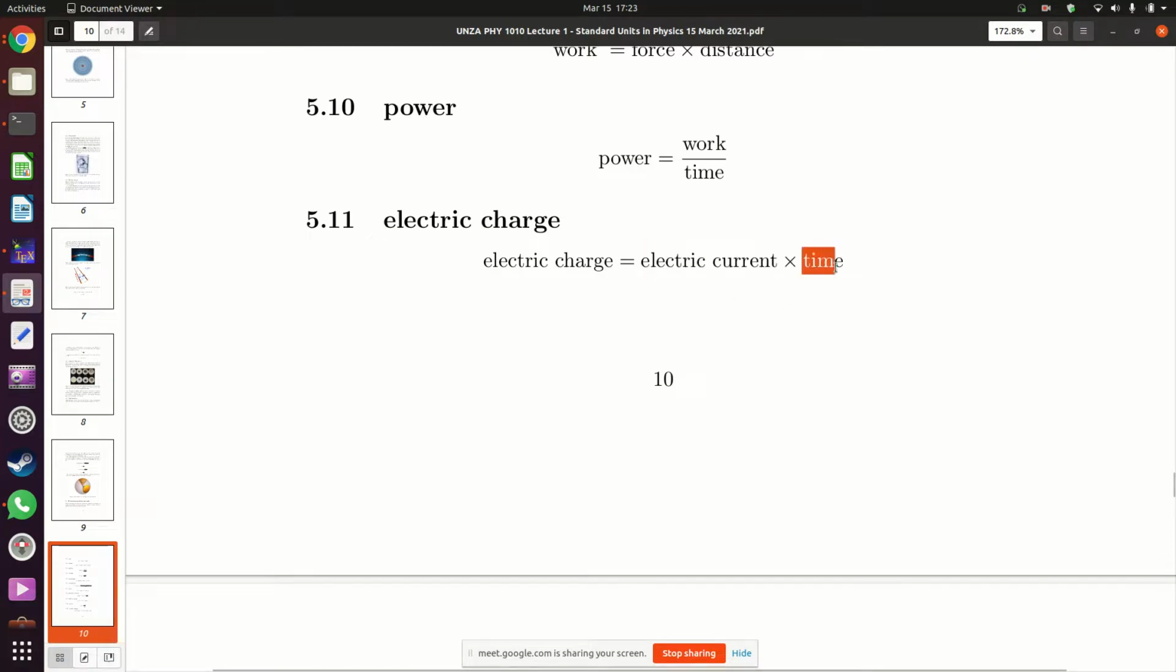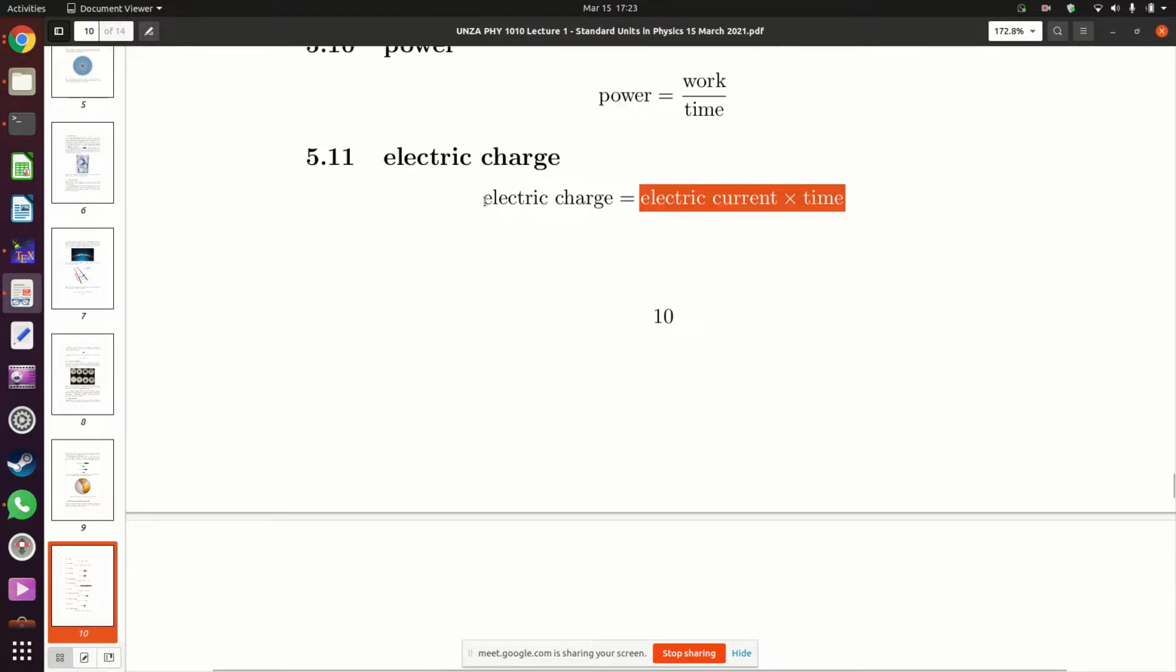If you've got all the time in the world, but there's load shedding, which means you don't have electric current, you can't charge your phone. So for you to get electric charge, you need electric current and you need time. You multiply, basically it's a multiplication. Electric current times time. That's how you get electric charge. Any questions on this?